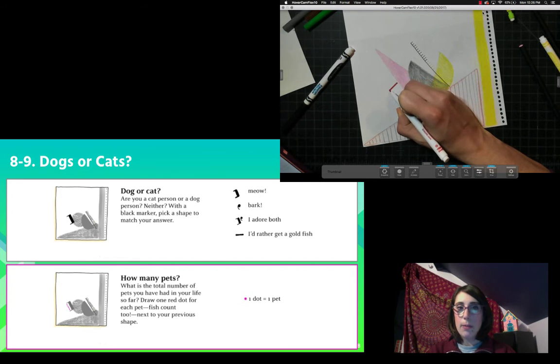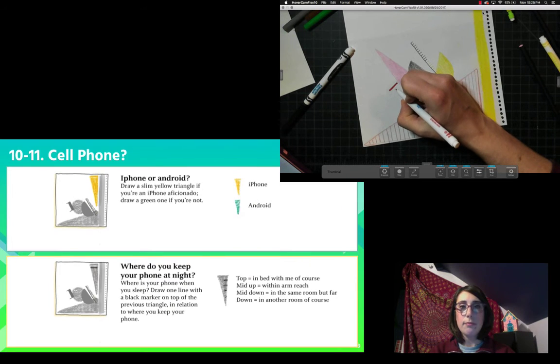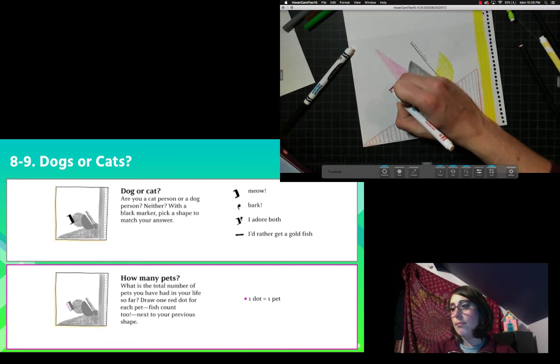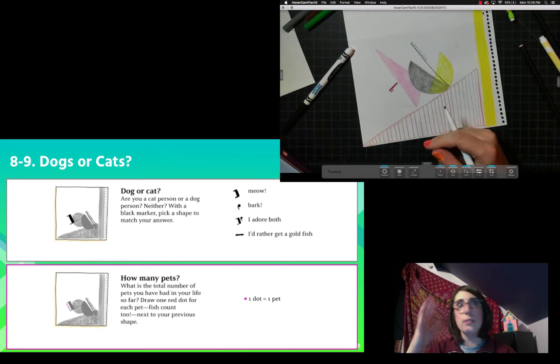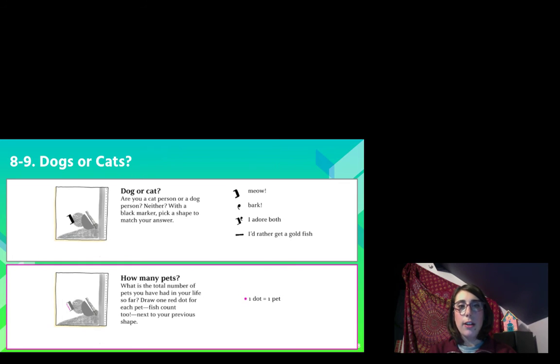Are you a dog or a cat person? How many pets do you have? And like the dots correspond to how many pets you have. I know certain people, one of my students last year, he had like a whole menagerie of animals in his house. And it's the same thing for our next project next week.